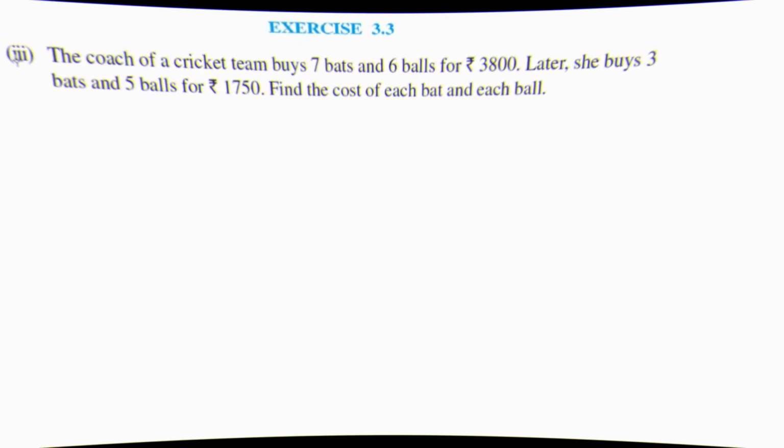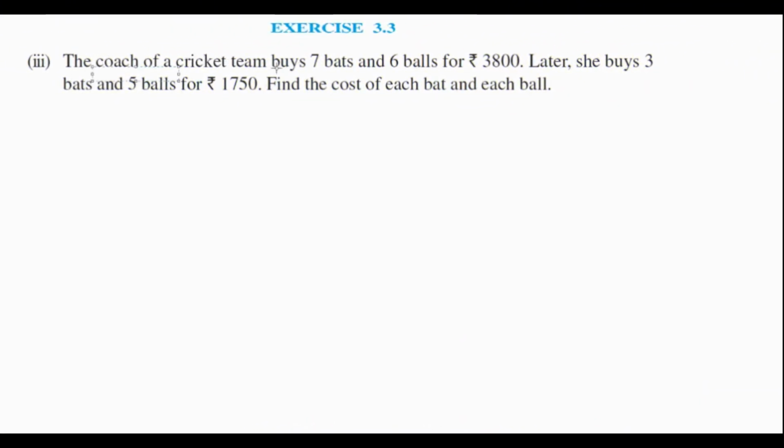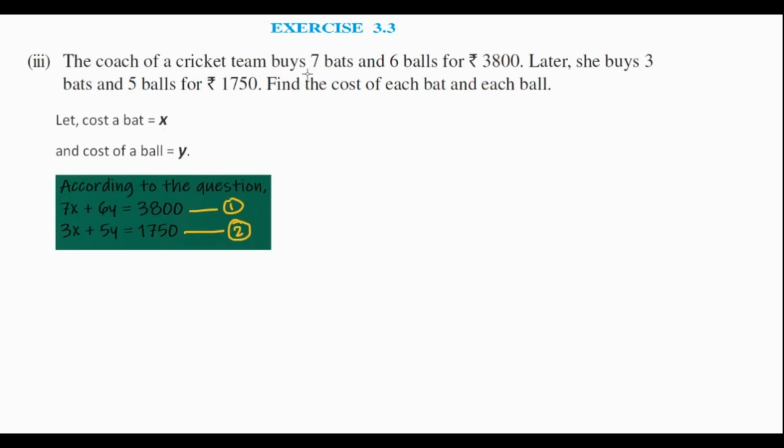We'll discuss third question, third bit. The coach of a cricket team buys 7 bats and 6 balls for rupees 3800. Later she buys 3 bats and 5 balls for 1750. Find the cost of each bat and each ball. So we don't know the cost of bat and ball. I'm assuming the cost of a bat as x and the cost of a ball as y. So based on the condition of the question, 7 bats, with the bat assumed as x, so 7x plus 6y together is 3800.